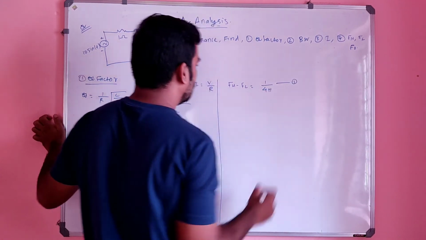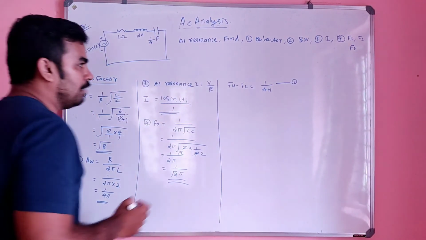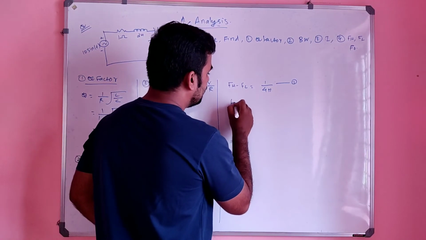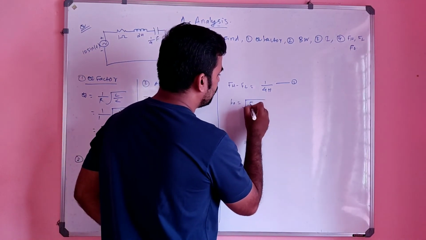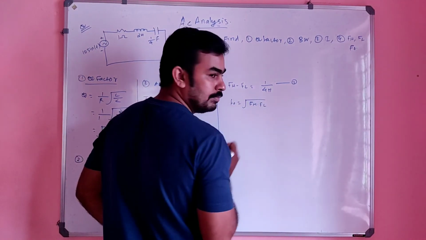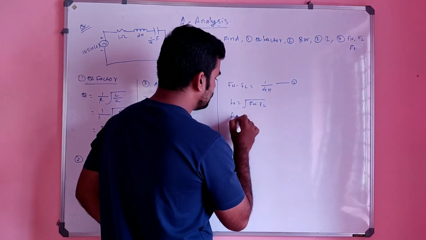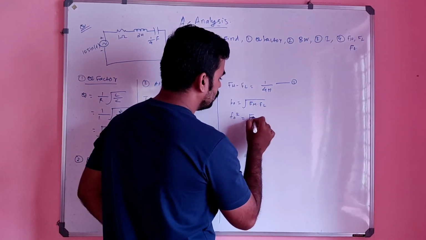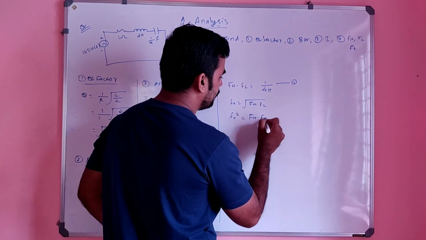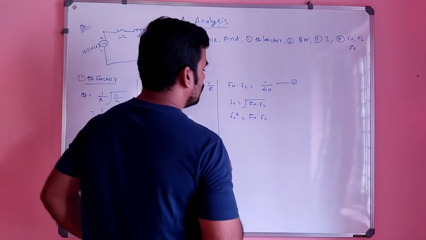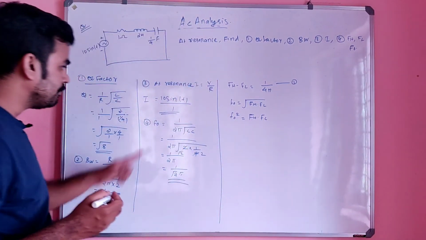Let that be equation number 1. And we have another equation that F0 will be equal to root of FH into FL. Am I right or wrong? Correct. So F0 square is equal to FH into FL. Is it correct? F0 square, you know the value of F0, right?